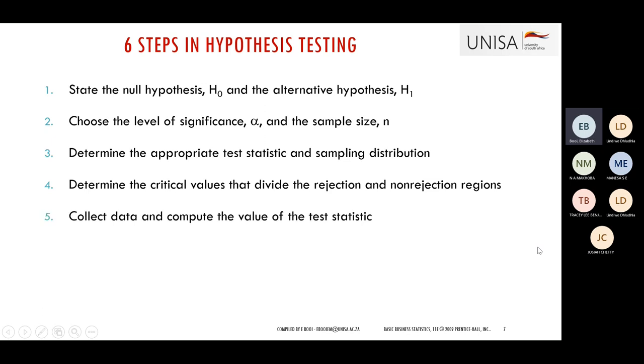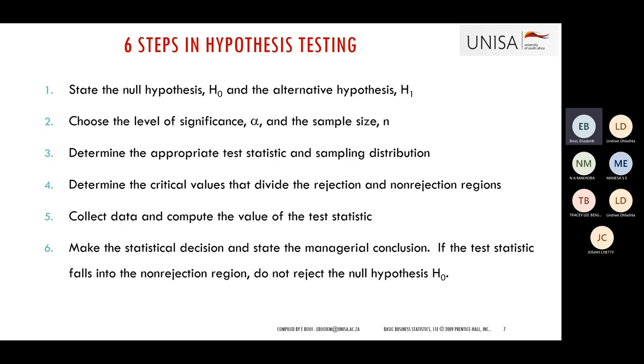Step number five, you need to be able to calculate your test statistic. Remember the test statistic that you identified in step number three; you should be able to calculate that. And step number six, you need to make your decision and conclude. Your decision is based on your test statistic and the critical value. If it's a p-value, you will use the p-value and the level of significance, or your alpha value, to make a decision.